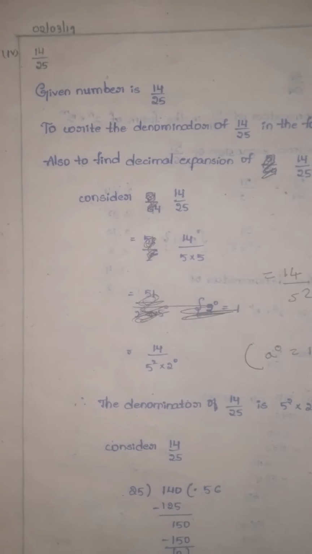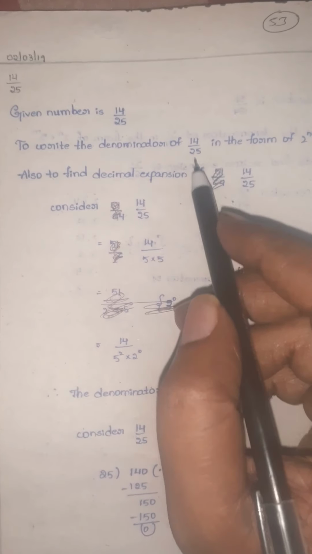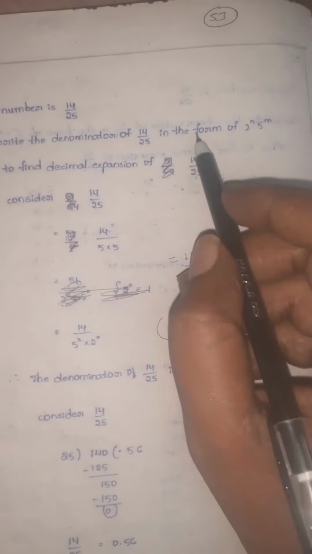Next problem. The fourth one is 14 by 25. The given number is 14 by 25. It is asking to write the denominator of 14 by 25 in the form of 2 power n into 5 power m, and also to find the decimal expansion of 14 by 25.